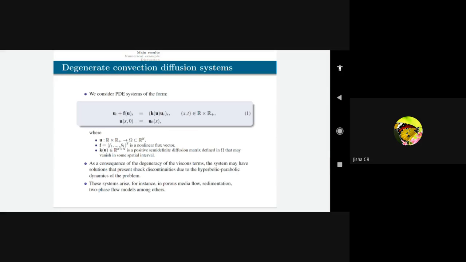This is one example of a degenerate convection diffusion equation. This diffusion term, k of U times U_x, is a non-conservative form, and it's a degenerate equation. As a consequence of the degeneracy of the viscous term, the system may have solutions that present shock discontinuity, due to the hyperbolic and parabolic dynamics of the problem. That means if k tends to 0, it will convert into a hyperbolic problem. So we know hyperbolic conservation laws have much difficulty in solving. Next slide, please.